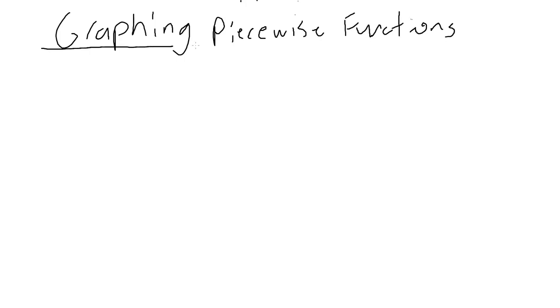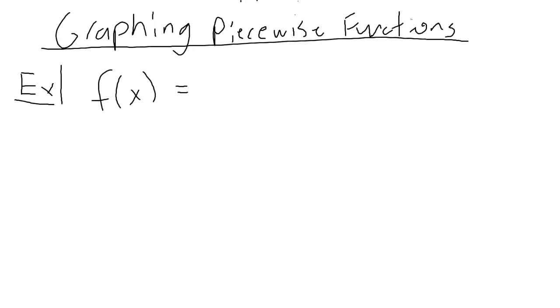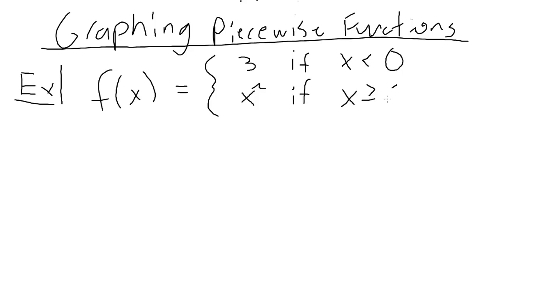All right, so we talked about piecewise functions a little bit last time, but not about graphing them. So remember, a piecewise function would be something that looks like this here. We'll just jump right into an example. So you have f of x equaling two different things depending on what x you plug in. So we're going to say f of x equals 3 if x is less than 0, and f of x equals x squared if x is greater than or equal to 0.